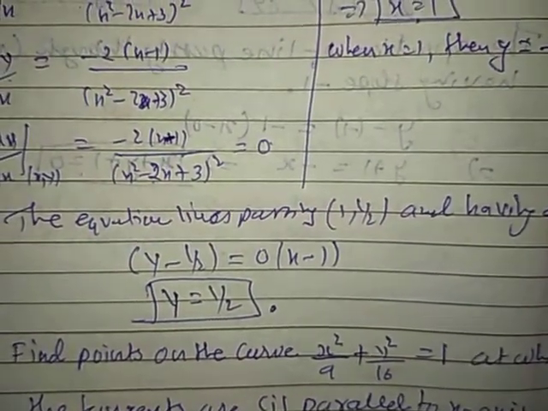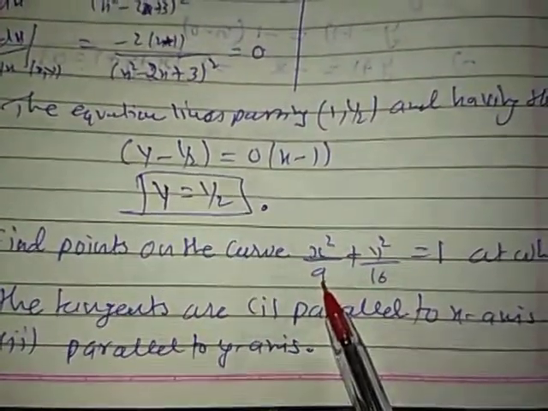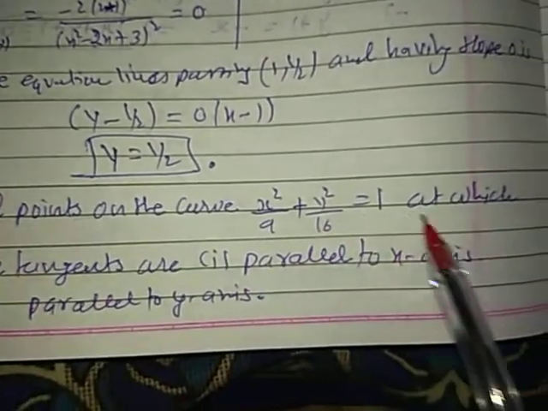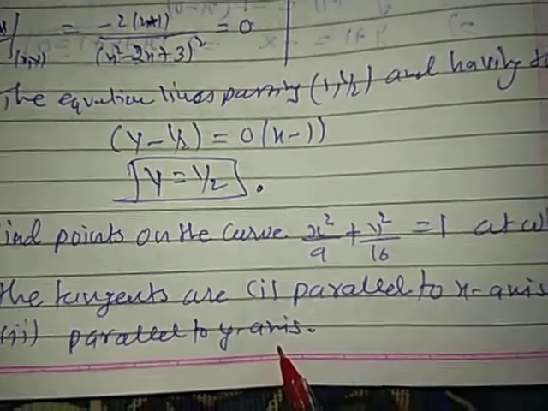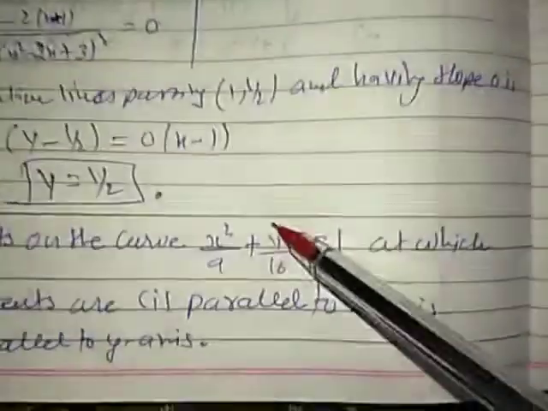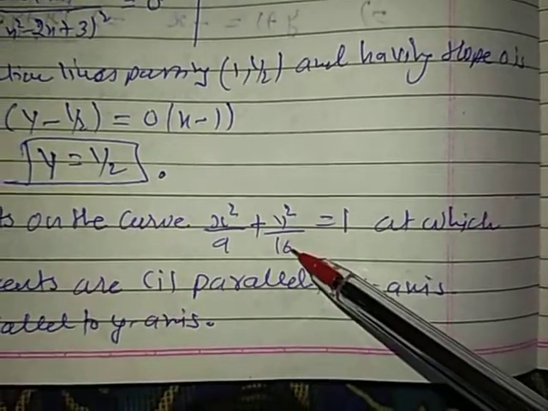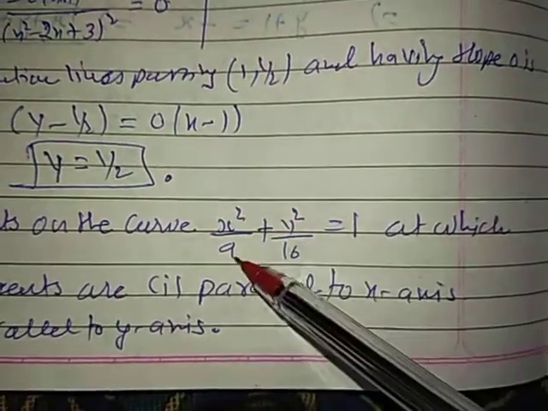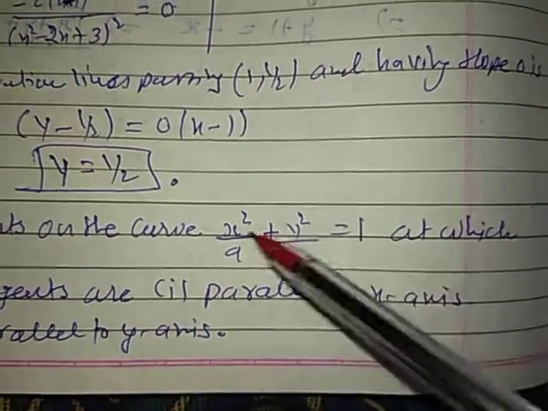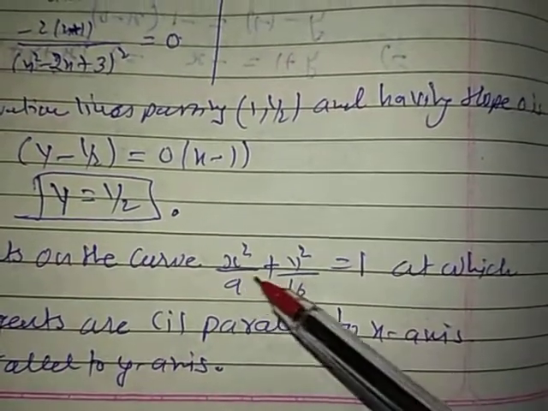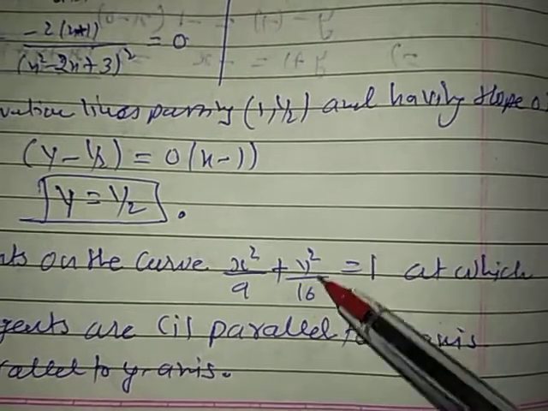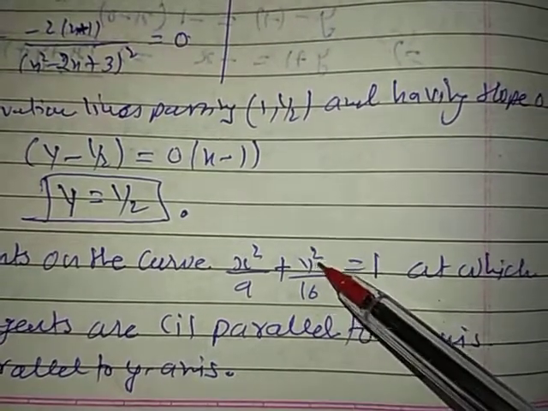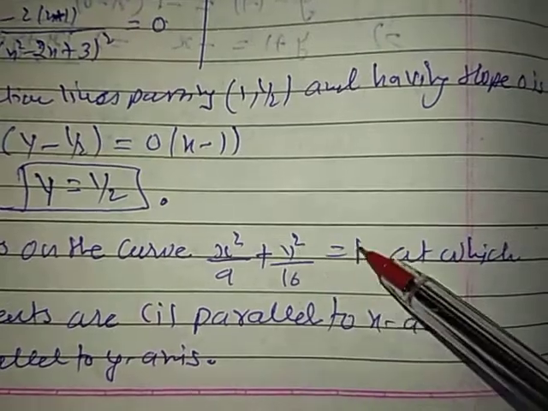y is equal to half. Now find the points on the curve x square upon 9 plus y square upon 16 is equal to 1, at which the tangents are parallel to x-axis and also parallel to y-axis. So if we substitute here y is equal to 0, then x square upon 9 is equal to 1. Then what is the value of x? x is equal to plus minus 3. And substitute x is equal to 0, then y square upon 16 is equal to 1. So y square is equal to 16. So y is equal to plus minus 4.